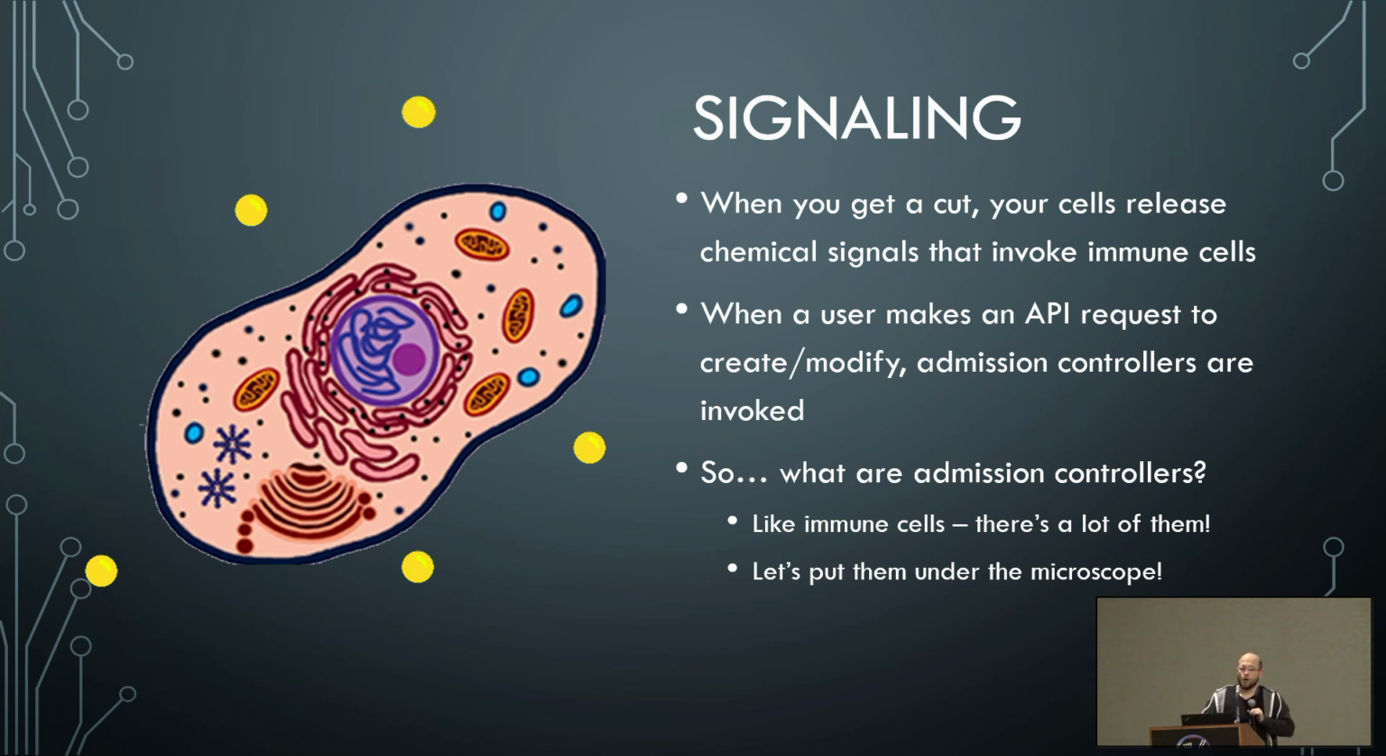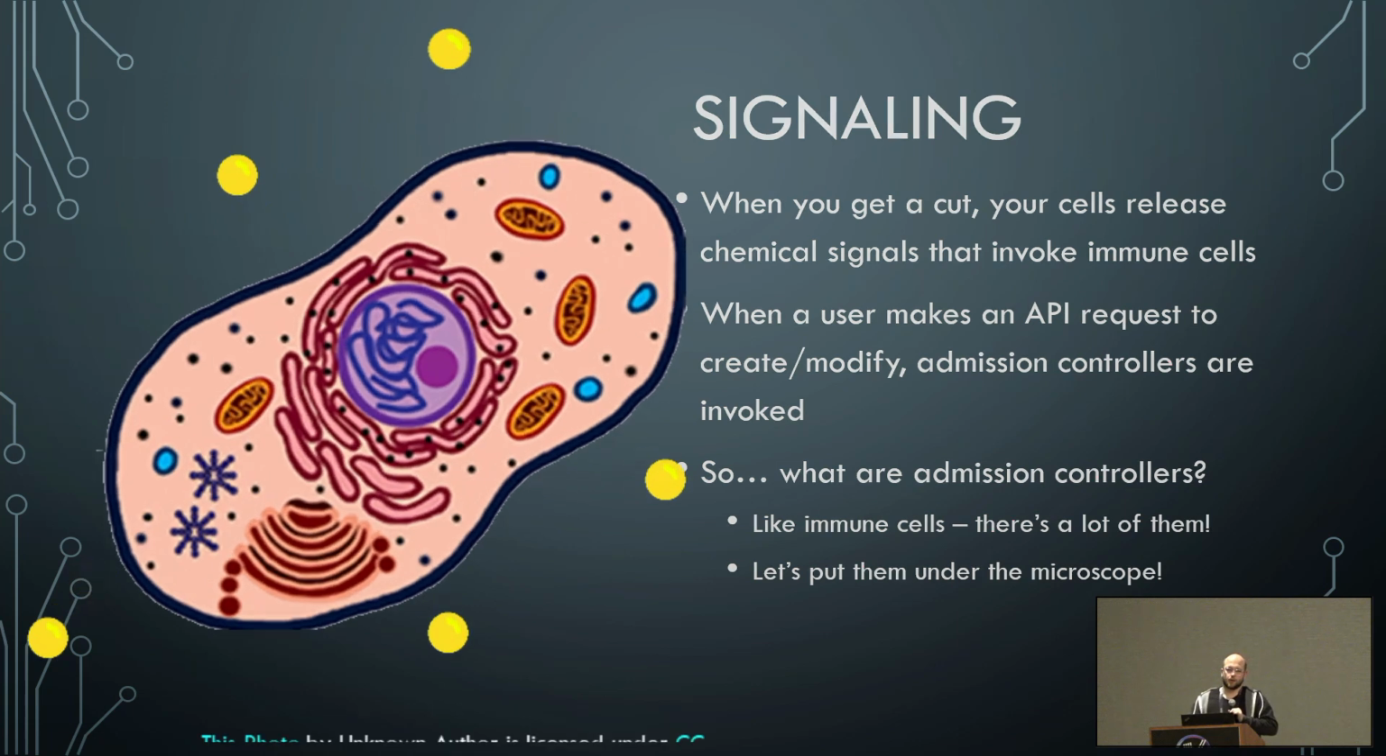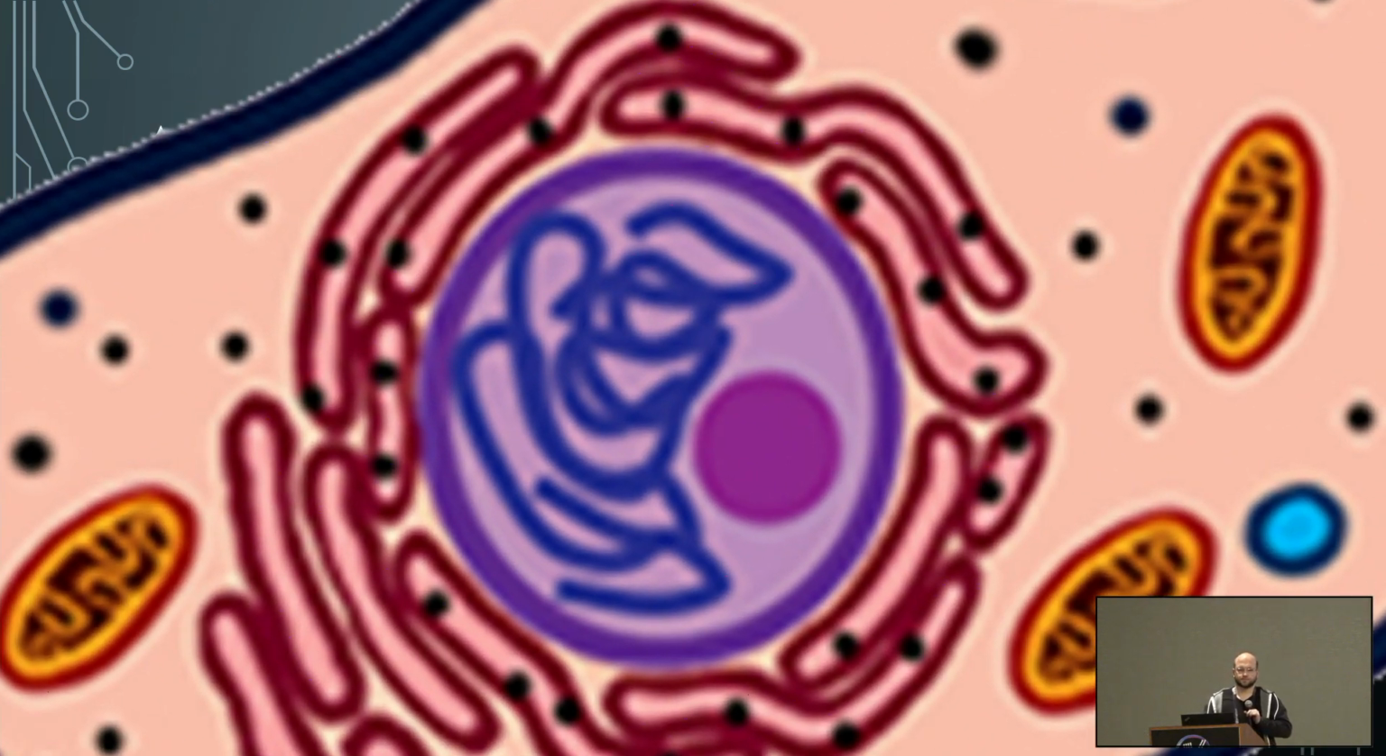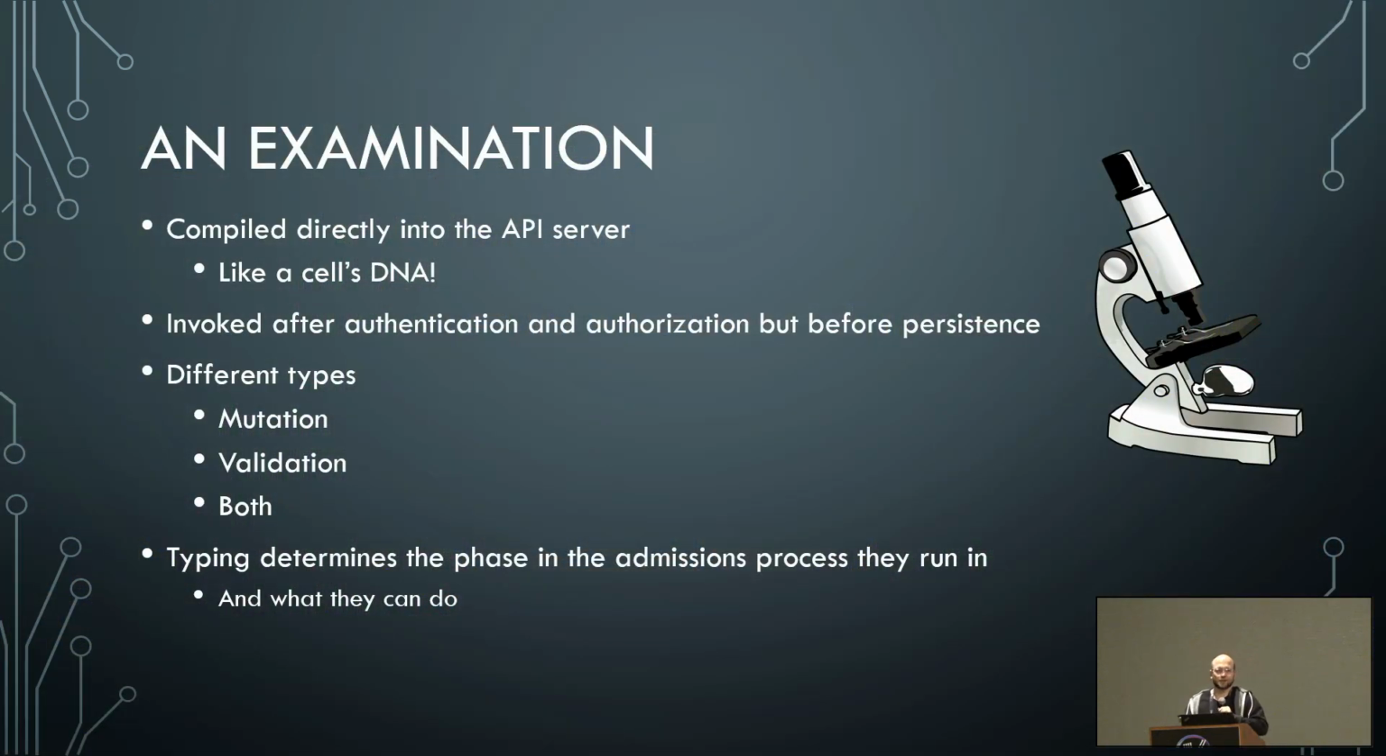So you might be wondering, what are admission controllers? Well, they're kind of like immune cells in the fact that there's actually a lot of them. So let's put them under the microscope. Admission controllers are compiled directly into the API server. They're kind of like the cell's DNA. They're invoked after authentication and authorization, but before they're actually persisted.